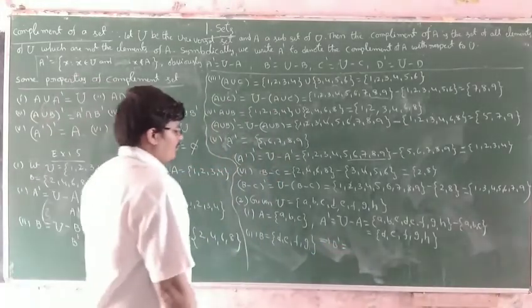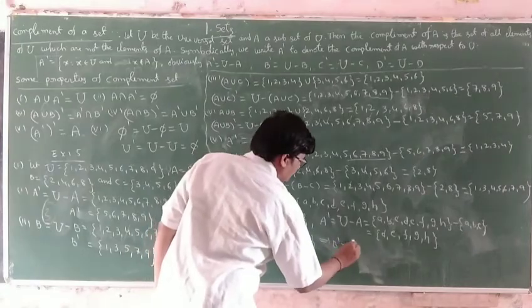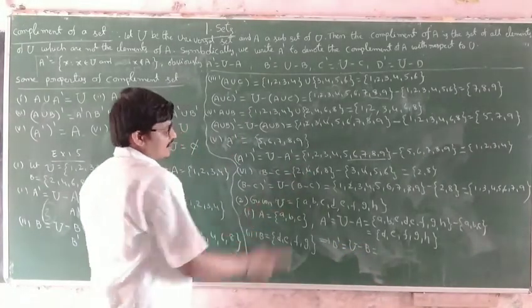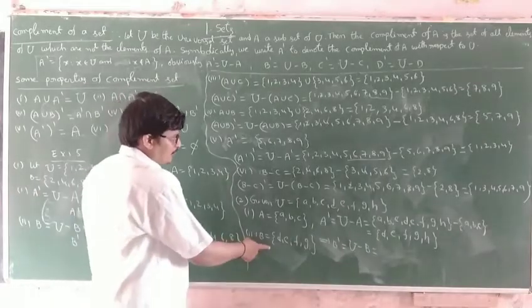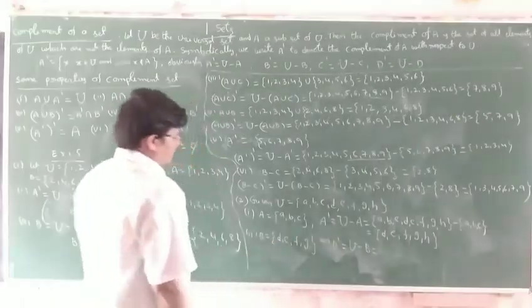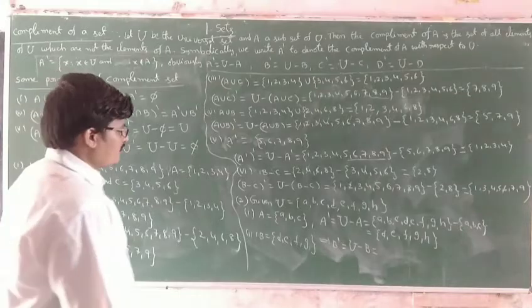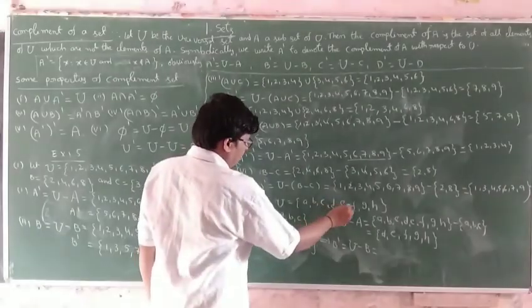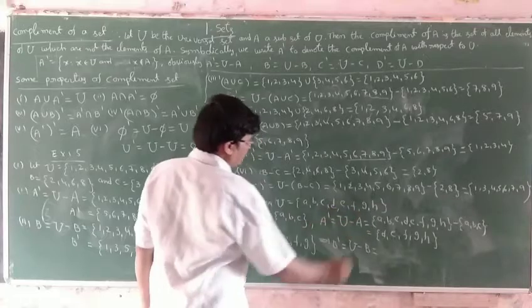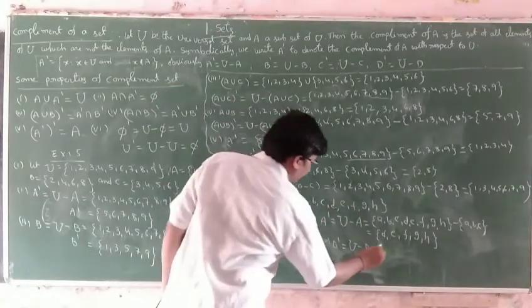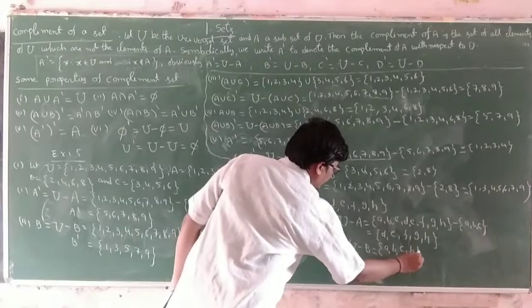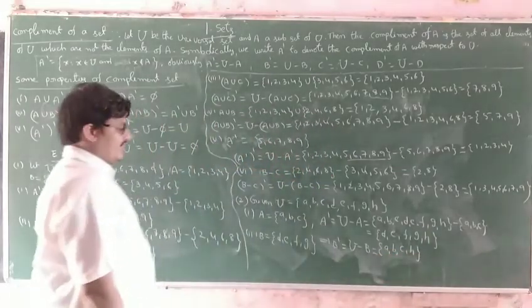In the B complement formula, it is universal minus B. B means remove D, E, F, G from the universal set. So D, E, F, G, the four are removed. So the remaining are A, B, C, H.